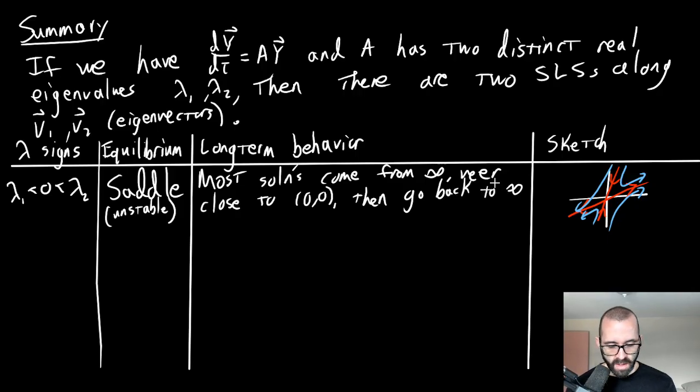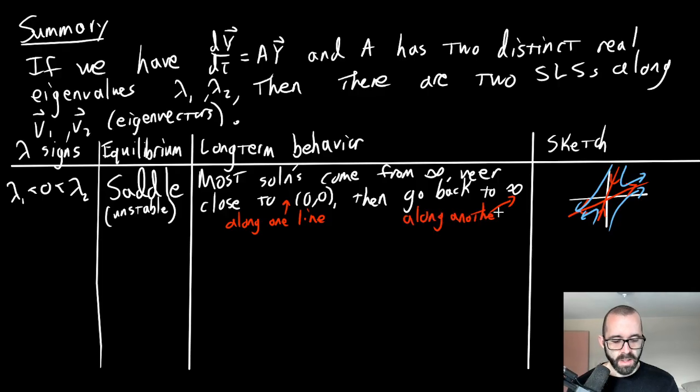All right. And they approach close to one line and then veer off towards the other. So close to 0, 0 along one line, and then go back to infinity along another. That's the behavior of this sort of system.